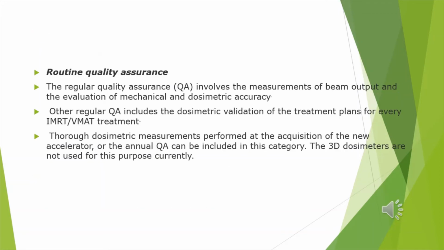The regular quality assurance (QA) involves the measurement of beam output and the evaluation of the mechanical and dosimetric accuracy. Other regular quality assurance includes the dosimetric validation of the treatment plans for every IMRT and VMAT treatment. Also, dosimetric measurements performed at the acceptance of a new accelerator or the annual quality assurance can be included in this category. The three-dimensional dosimeters are not used for this purpose currently.